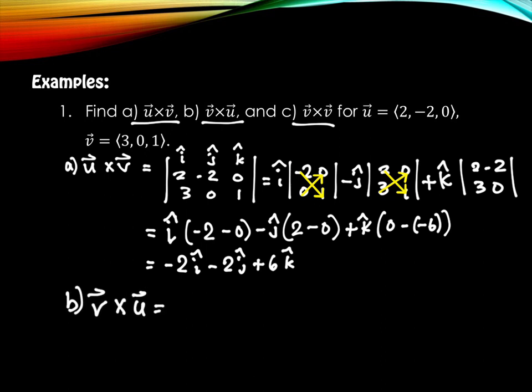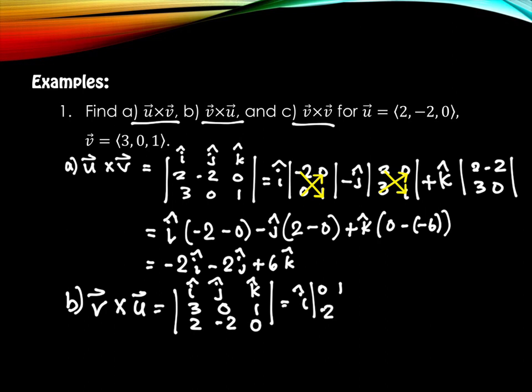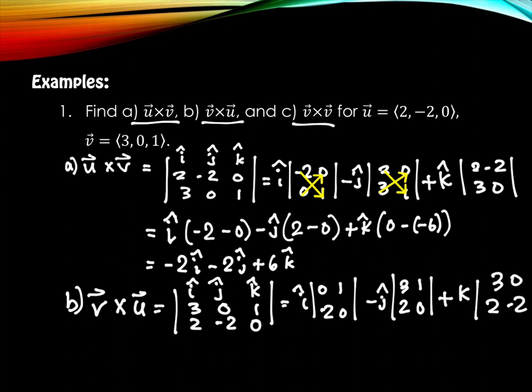And at least for this problem, maybe all the problems, I'm going to set them all up. So I, J, K, and then my rows 2 and 3 flip. So I have 3, 0, 1, and 2, negative 2, 0, sorry. I think I got them on there right. Okay, so we have our I is 0, 1, negative 2, 0, minus J, 3 and 2, 1 and 0, plus K, and it's 3 and 0, 2 and negative 2, I think. Does that look right to everybody?